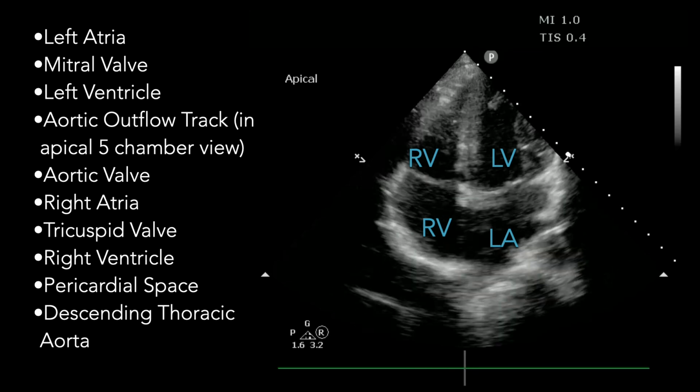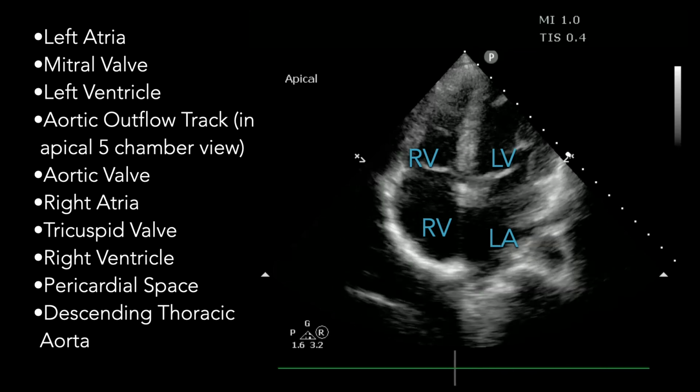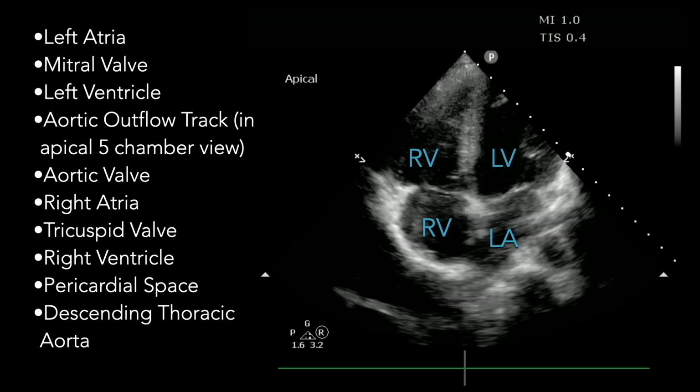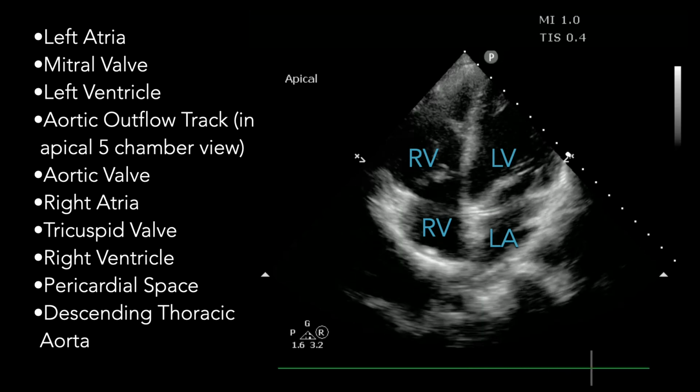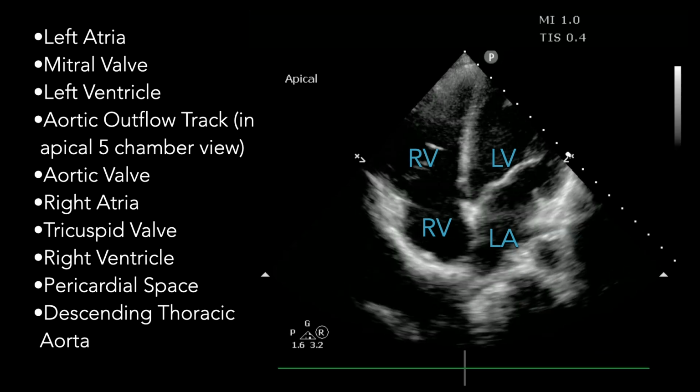There's a moderator band in the right ventricle. You might see that echogenic band kind of at the apex of the right ventricle. But the descending thoracic aorta is the key landmark that says this is the left-hand side. It's not going to be on the right-hand side. So these are the things that you'll see in the apical window.